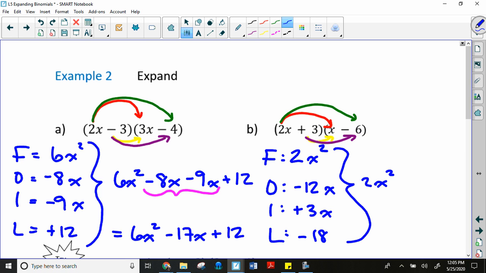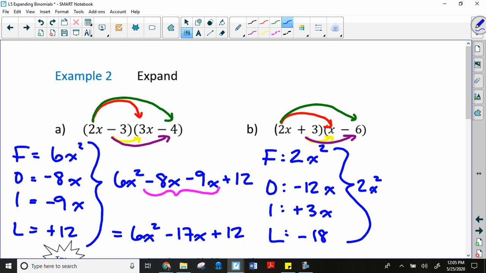2x squared minus 12x. Oh no. Let me do it again. No, my writing's too big. I didn't control myself. Okay, let's try this again.